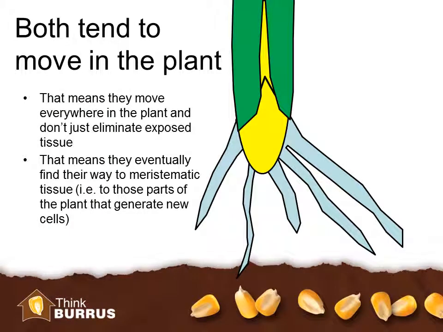Now, both these materials translocate in the plant. That's just a fancy way of saying that both these materials move around inside the plant. They don't just damage tissue that's exposed to the herbicide, they soak in and move around within the plant's vascular system. That means they eventually wander around until they reach meristematic tissue. And that's just a fancy way of saying that these products eventually make their way to the growing point.